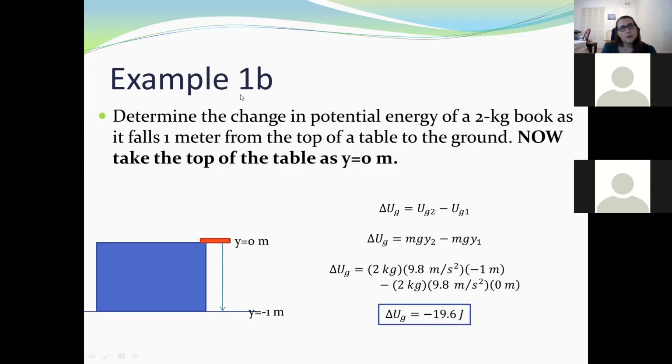So that just proves, whatever zero point you want to take for your height, it doesn't matter. You're still going to get the same change in your potential energy because it's all relative to that zero point. So pick whatever floats your boat. Usually I'll pick the ground to be 0, just because that makes more sense in my head. But as you see, you can choose whatever you would like.